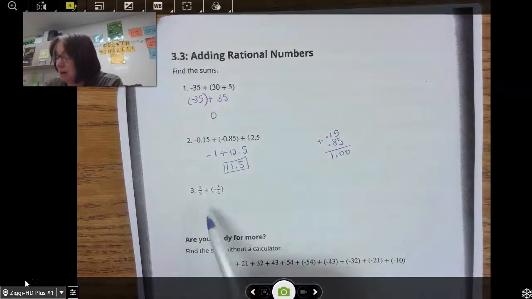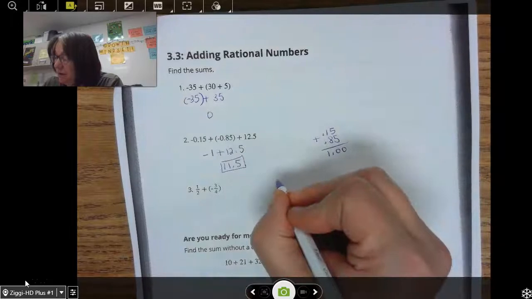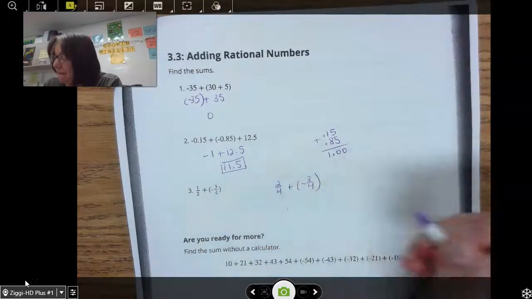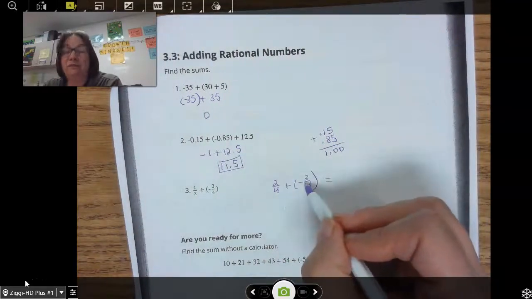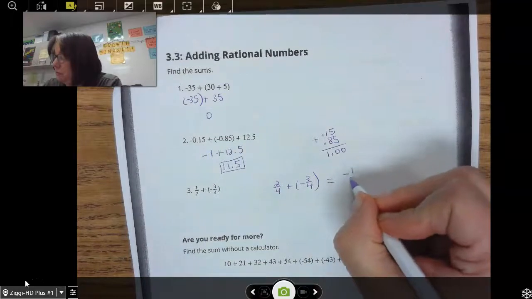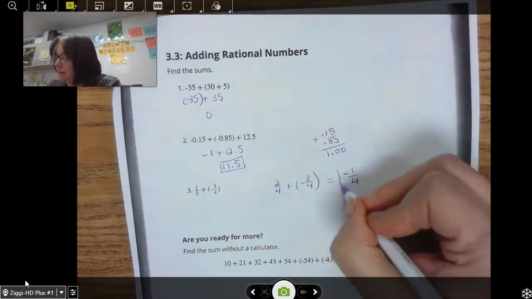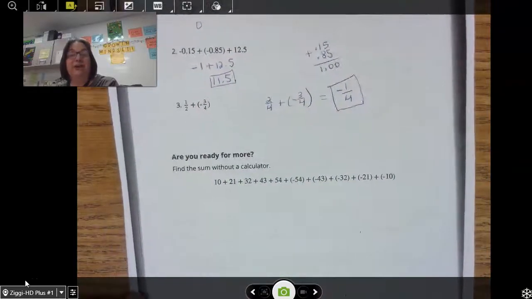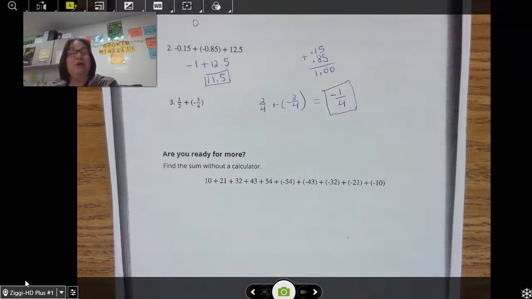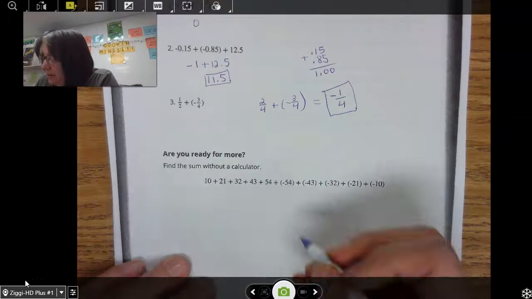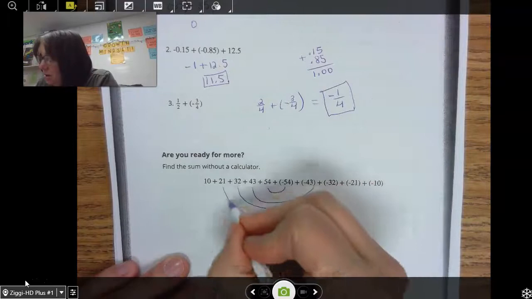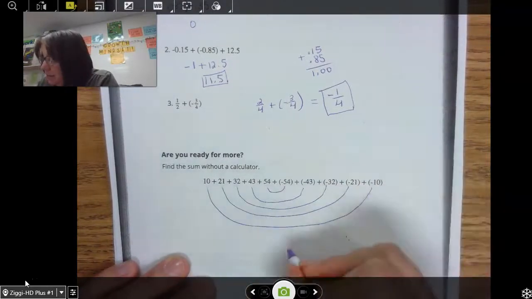On the last one, I would want a common denominator, so 1/2 can be written as 2/4 plus negative 3/4. Just add your numerators. 2 plus negative 3 would give me a negative 1/4. All right, and hopefully I want you to just take one moment at this one and see if you cannot use your calculator and give me a sum. And hopefully you saw that this is just made up of a bunch of additive inverses that all equal 0, so my sum would be 0.